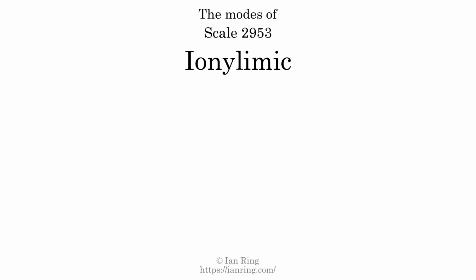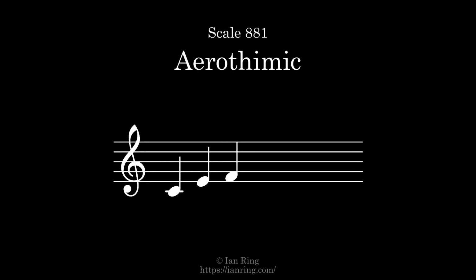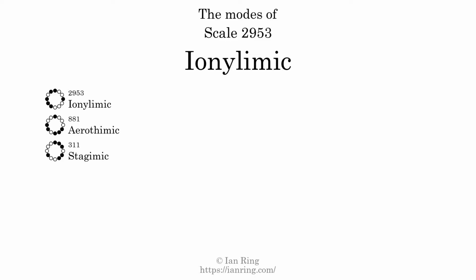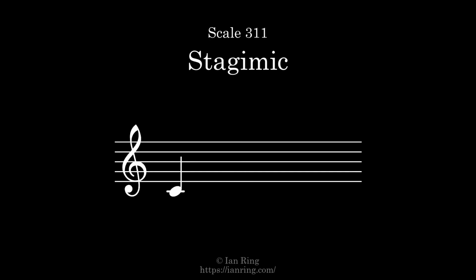This scale has 6 modes. The first mode is itself. The second mode is scale 881, also known as arrhythmic. It sounds like this. The third mode is scale 311, also known as stagimic. It sounds like this.